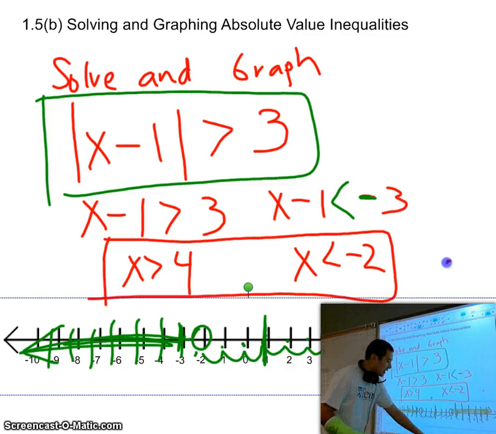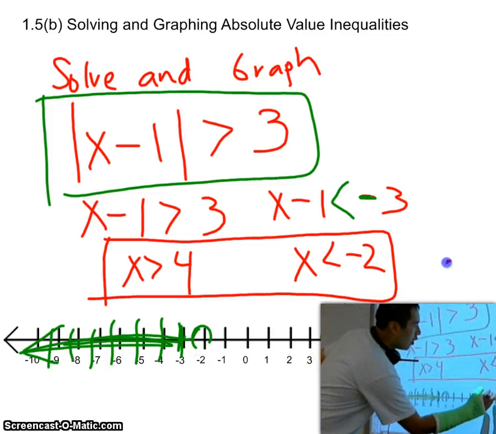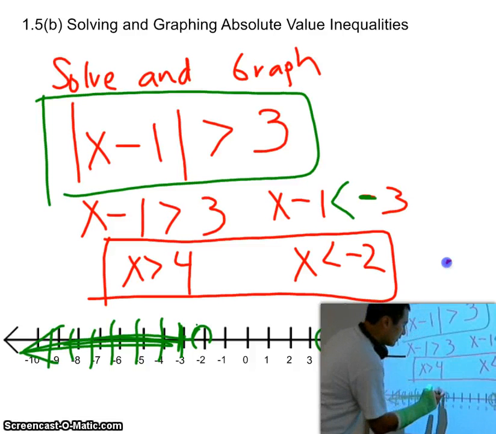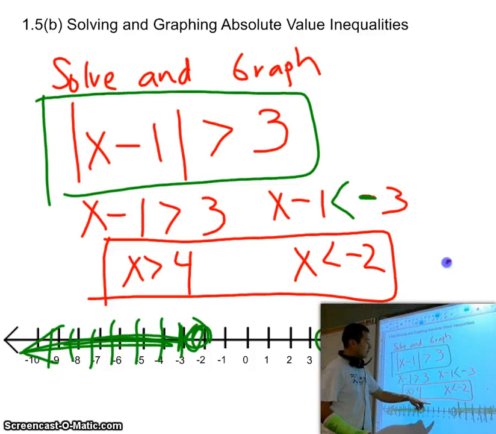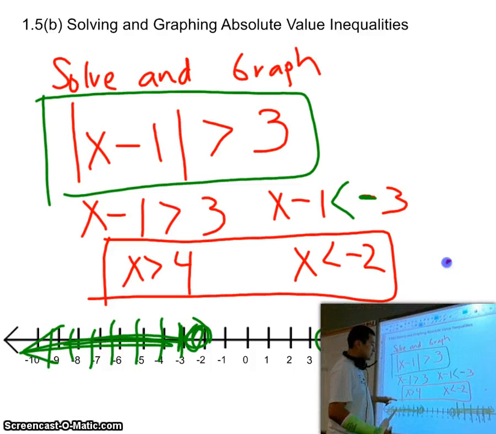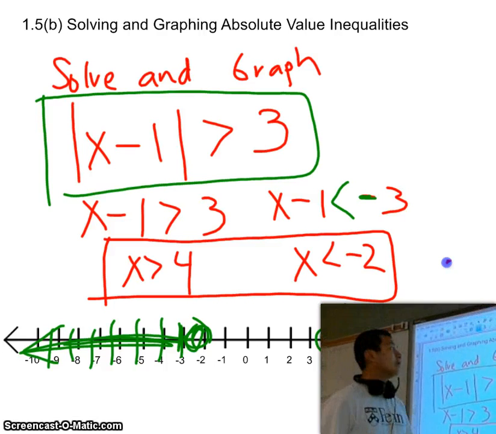So when you're graphing that, this is what your graph should look like. It should have an open circle for greater than and an open circle for less than. If you read this, x is bigger than 4 to the right, x is less than negative 2 to the left. How do you feel? That looks kind of messy. Let's do another one, a little bit harder. Solve and graph.